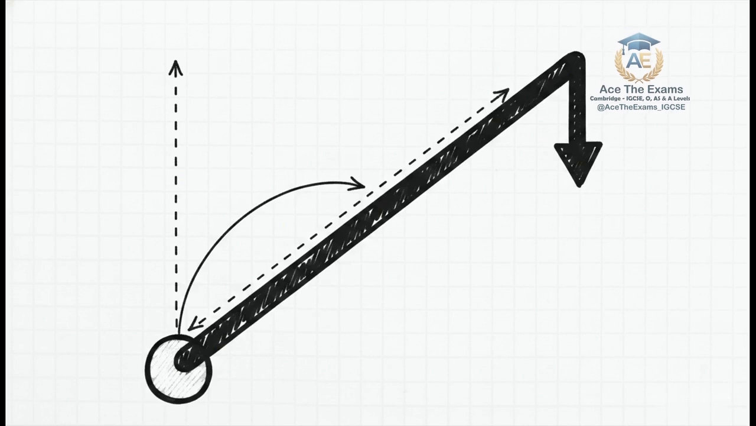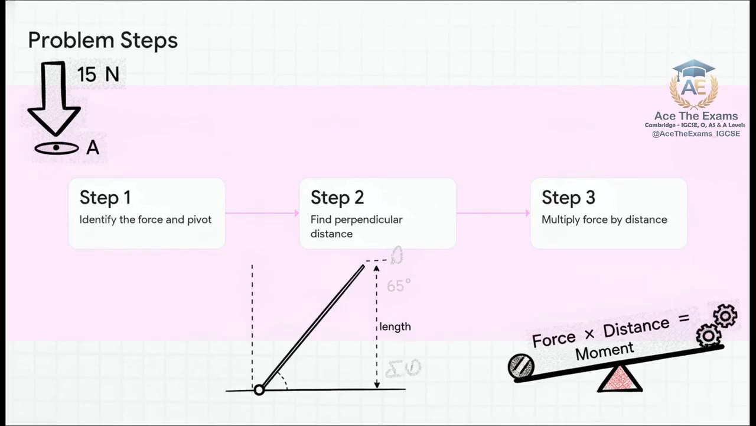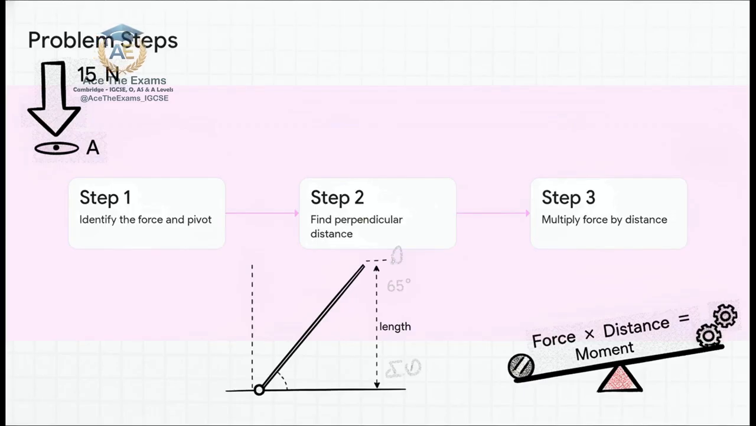Your brain should immediately be flagging the key variables here. 45 centimeters, 65 degrees, 15 newtons. This is step 1 of the physics success blueprint, data extraction. To solve this elegantly and secure every single method mark, we must follow a systematic process. The command word here would typically be calculate or determine, which means you must show your working. Step 1, explicitly identify your force, which is 15 newtons, and your pivot, which is A.